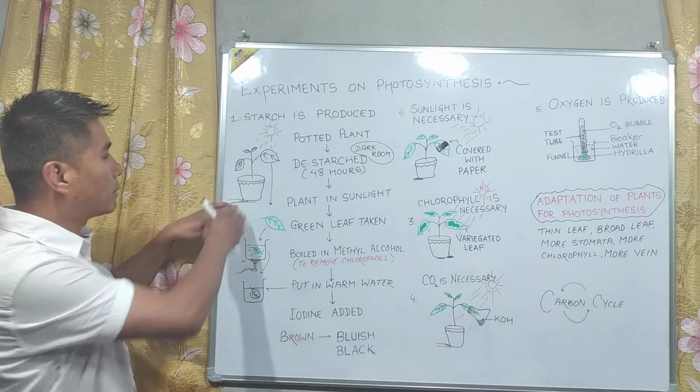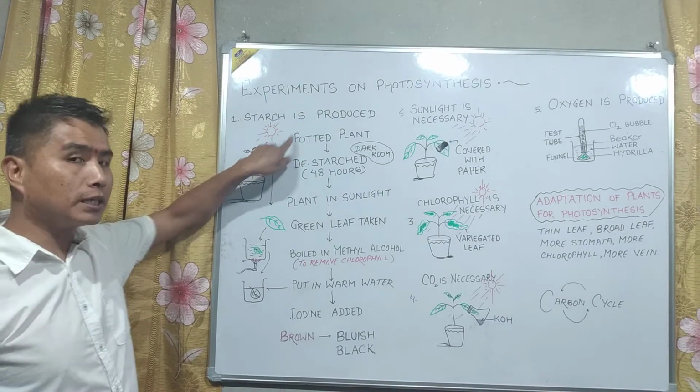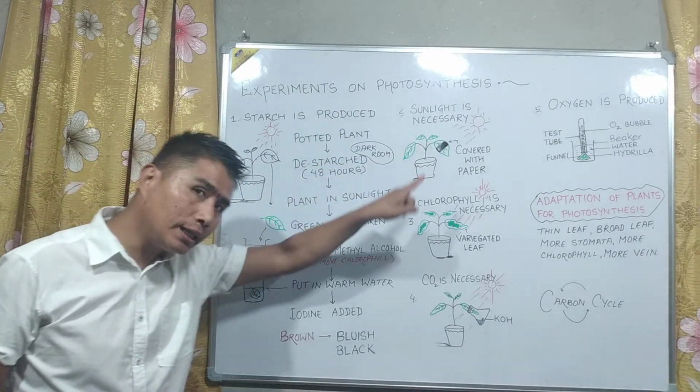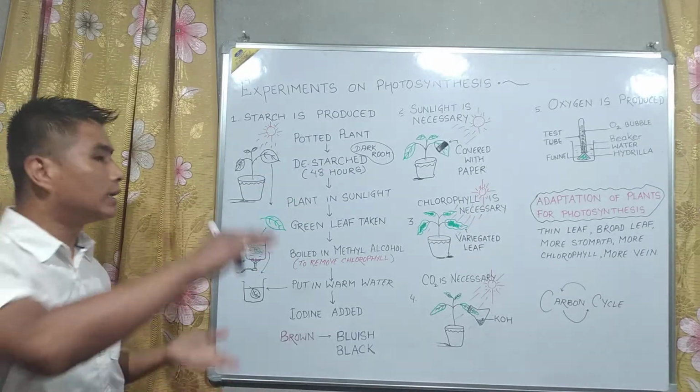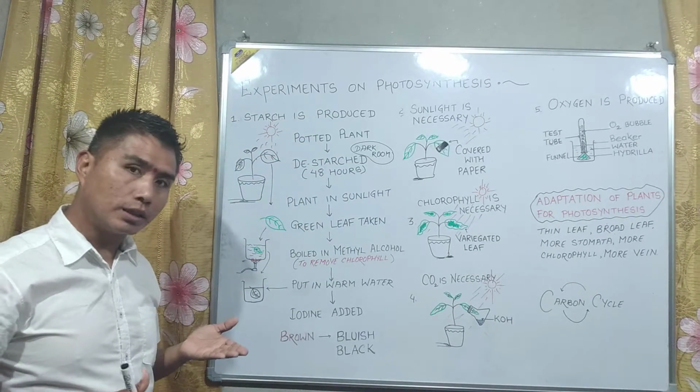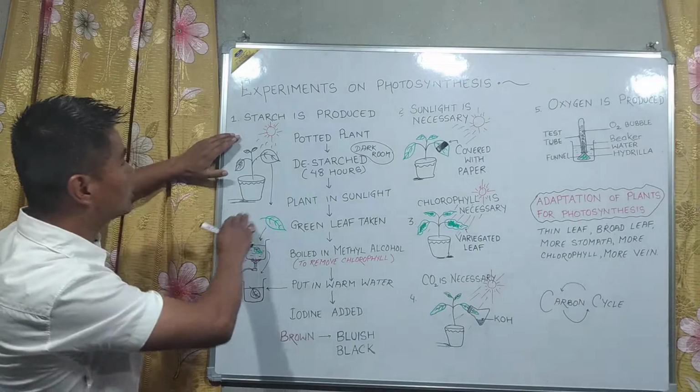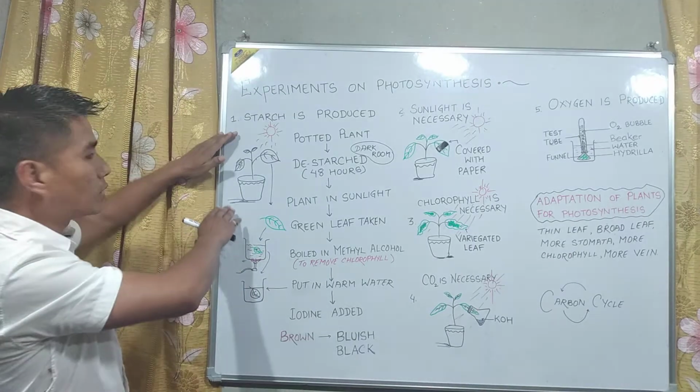So we take a potted plant and keep it in a dark room for 48 hours, and after that we keep the plant in sunlight. We keep the plant in sunlight for 2 to 3 hours.